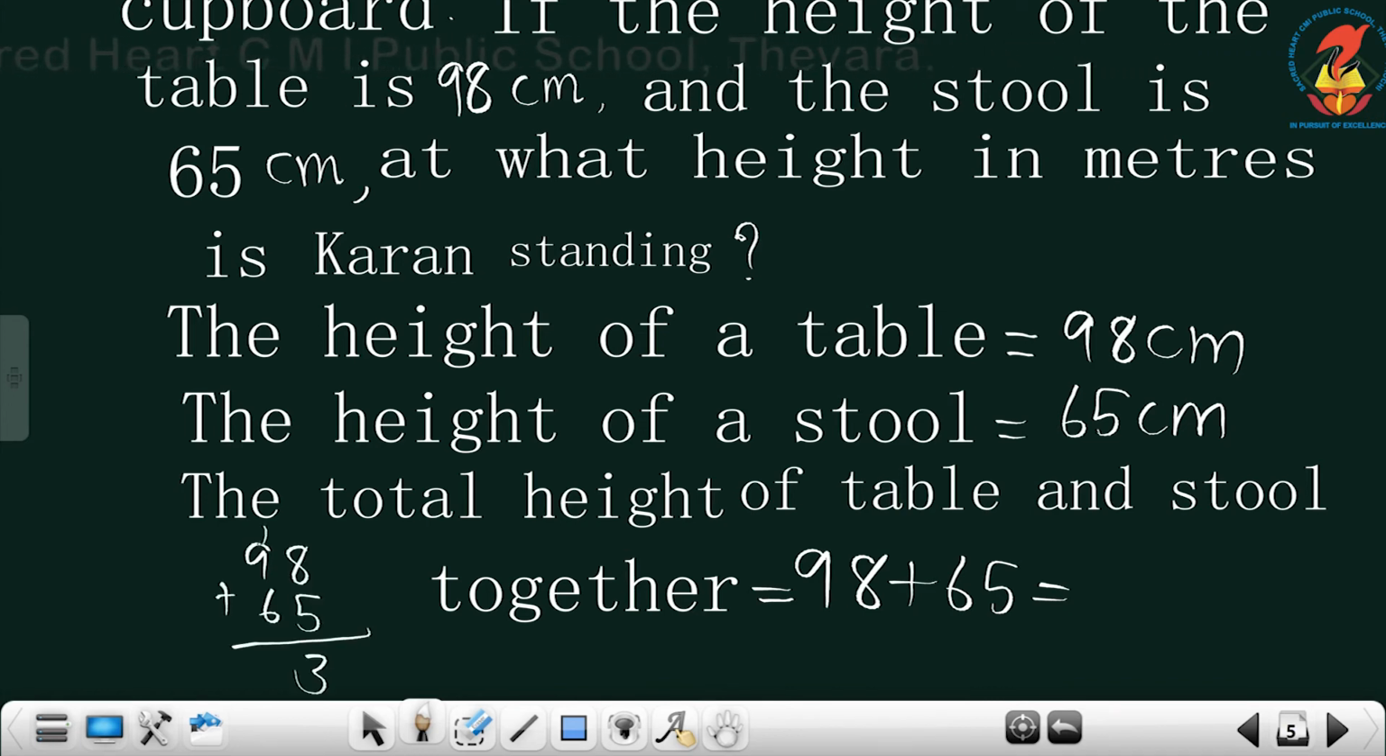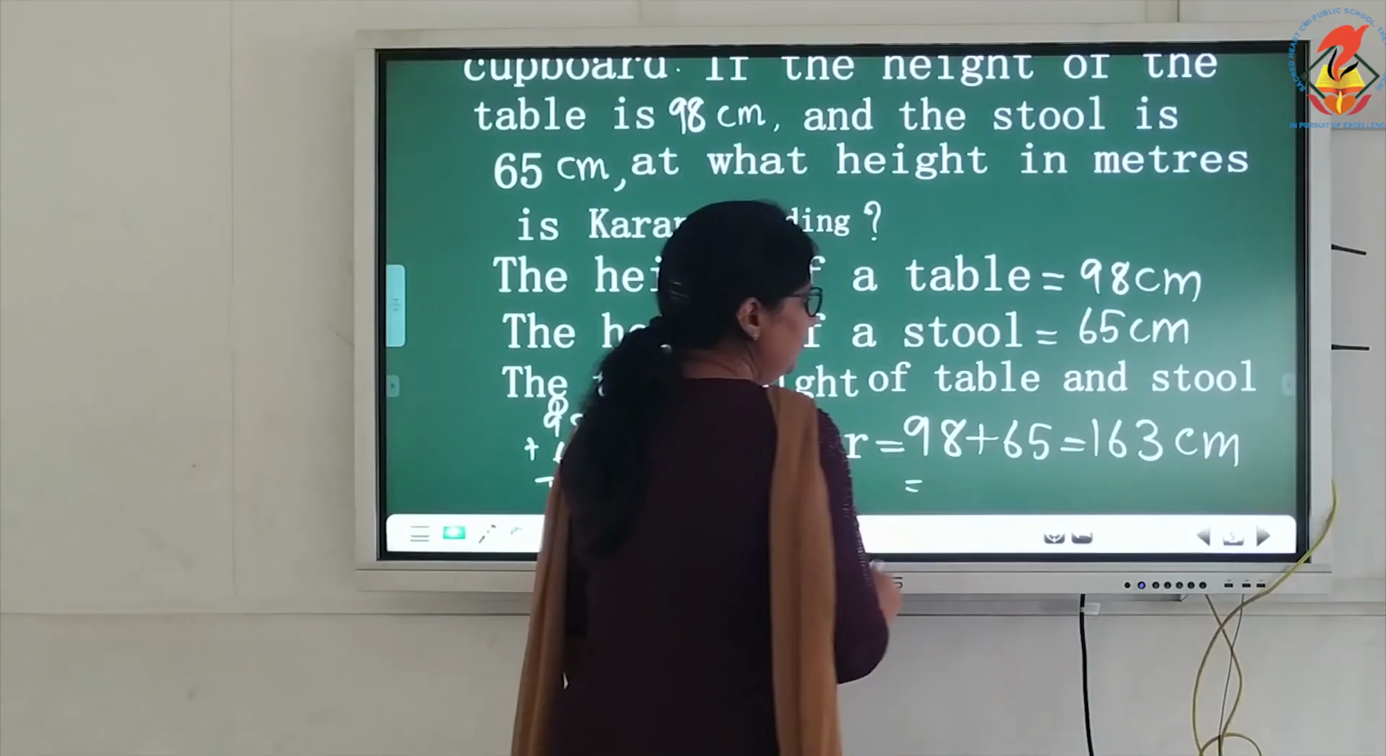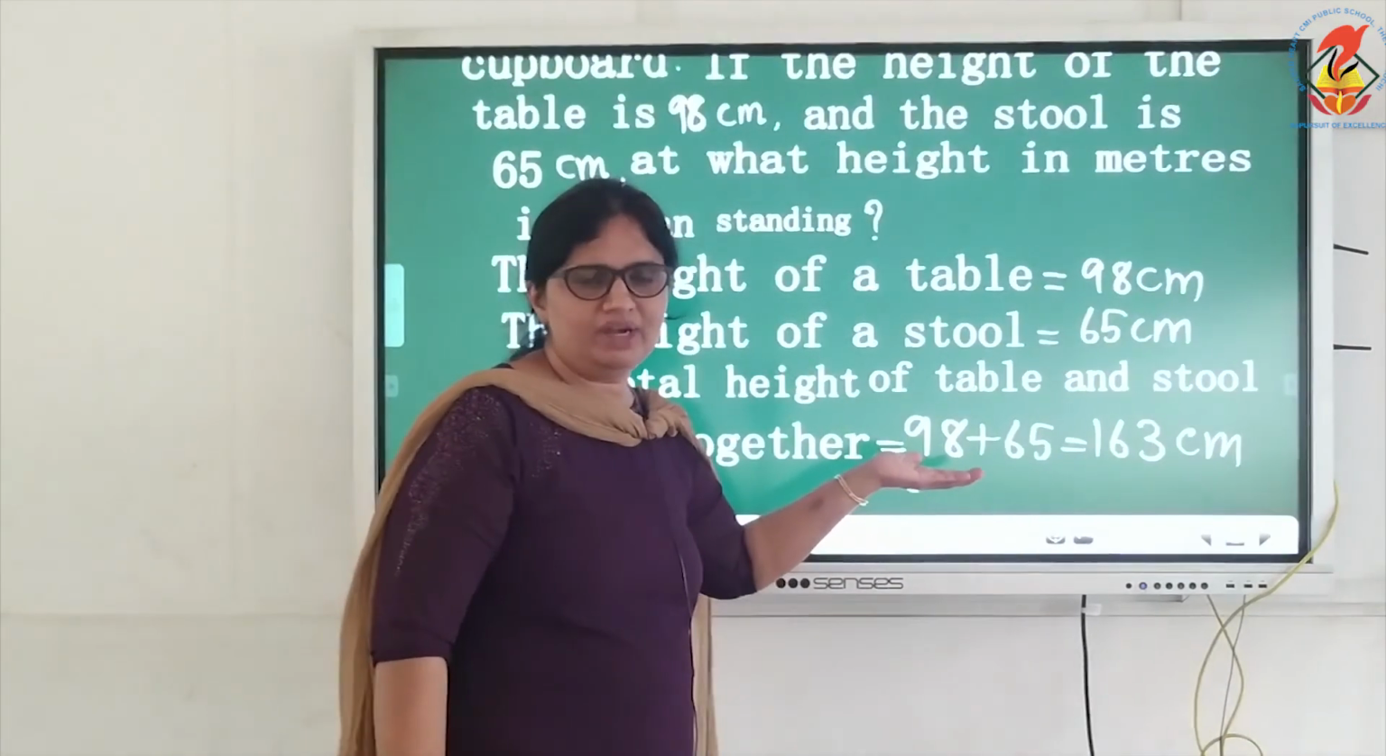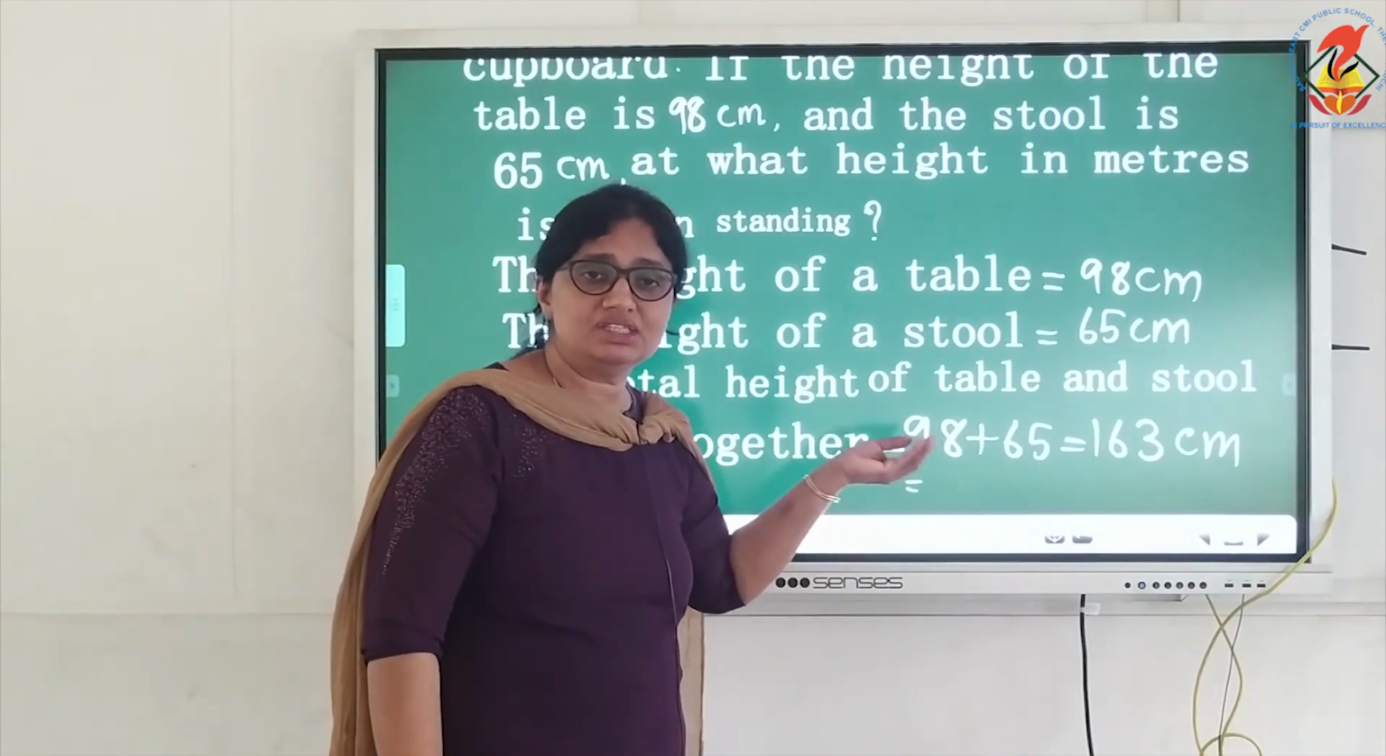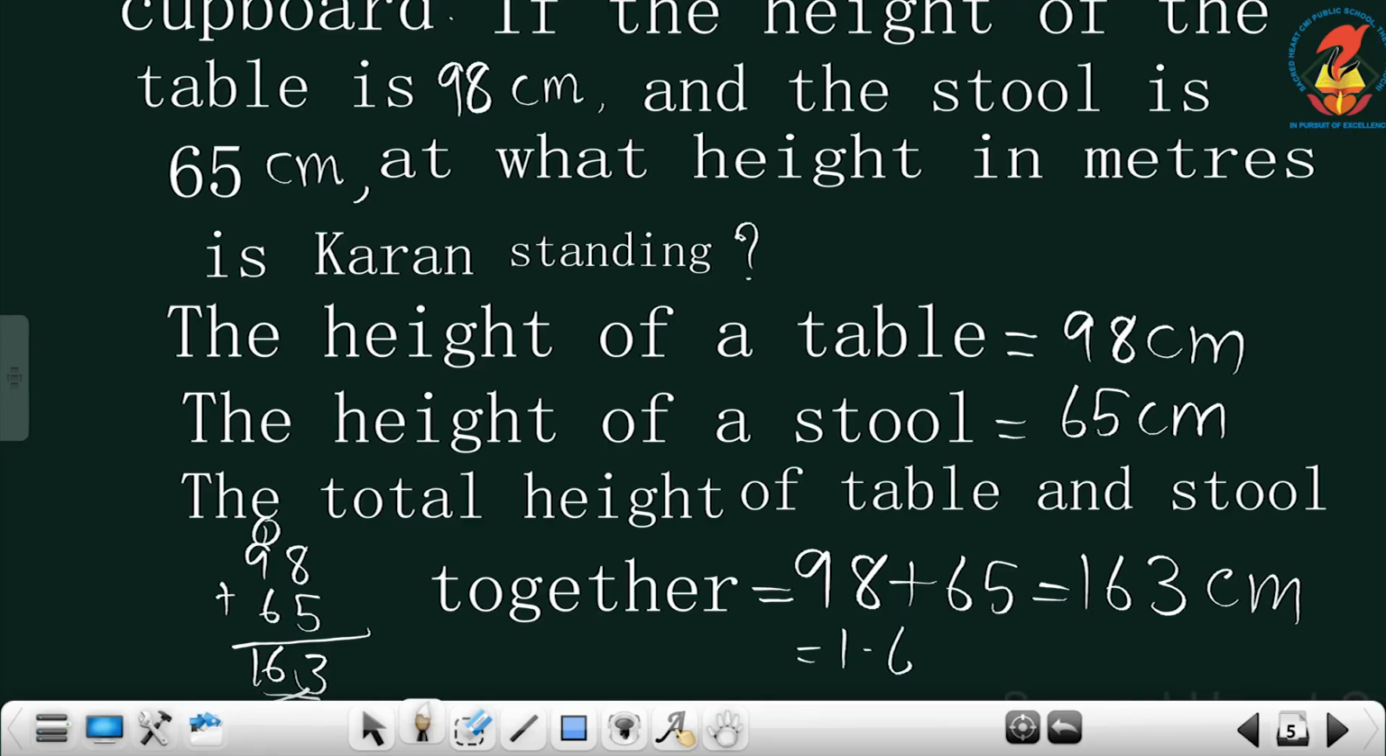See, this one is 163, right? 163 what? Centimeter. We can change it to meter also. 163 centimeter is how many meter? 1.63 meter. Is it clear, children?